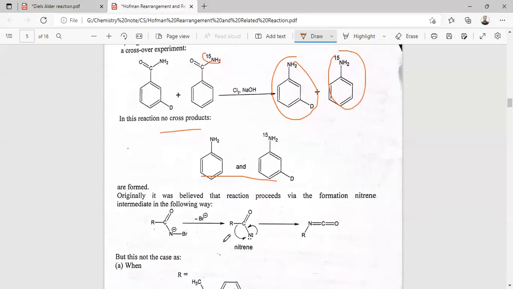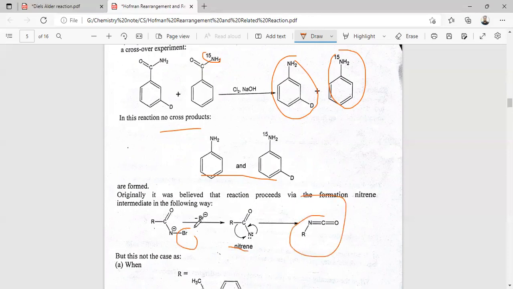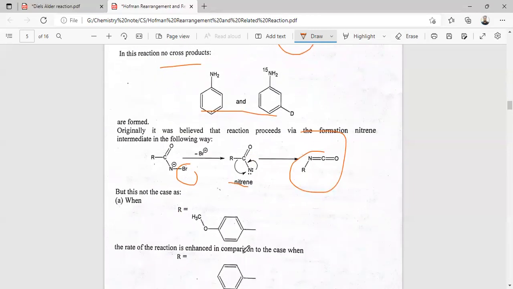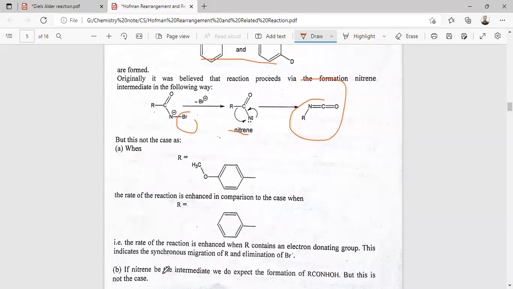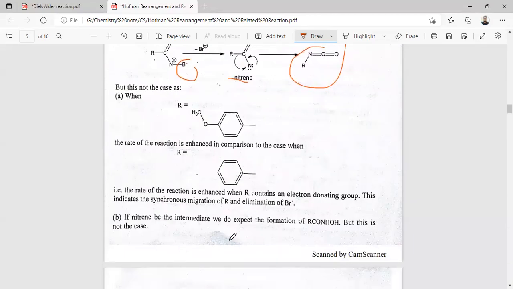Originally, it was believed that the reaction proceeds by the formation of a nitrene intermediate in the following way. So here this nitrene intermediate forms upon elimination of this bromine, then this intermediate forms. But the rate of the reaction changes depending on R; the rate of this reaction is changed when R contains an electron donating group. This indicates the synchronous migration of R and elimination of Br. If the nitrene were an intermediate, we would expect the formation of RCONH, but this is not the case.